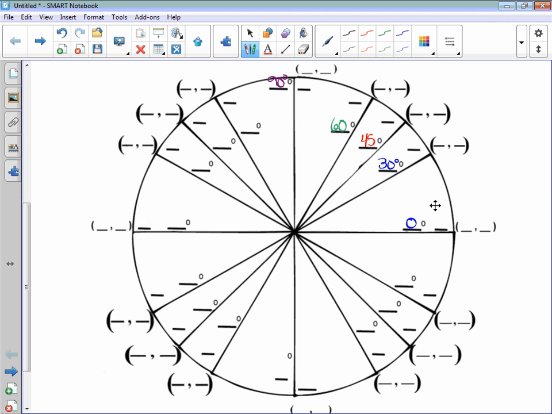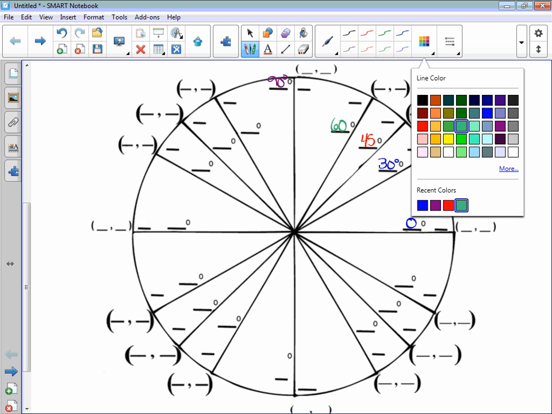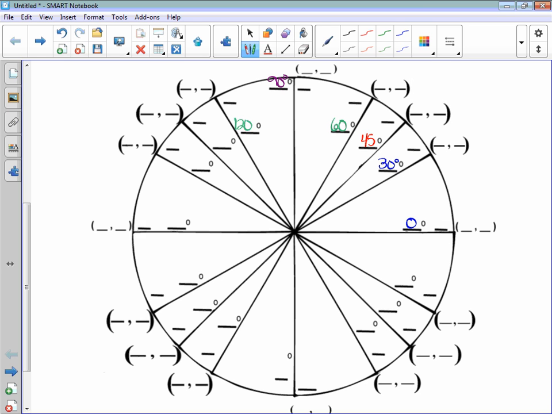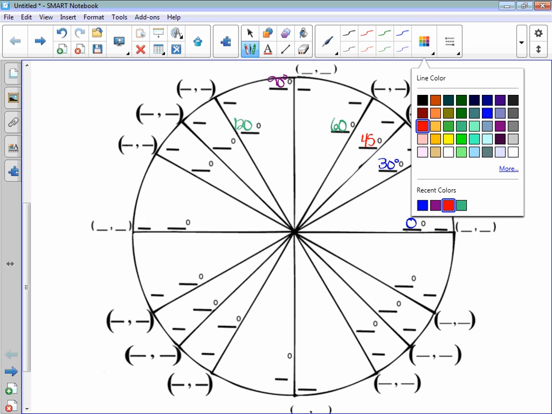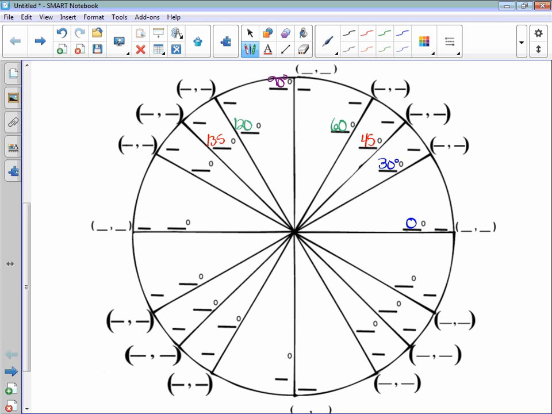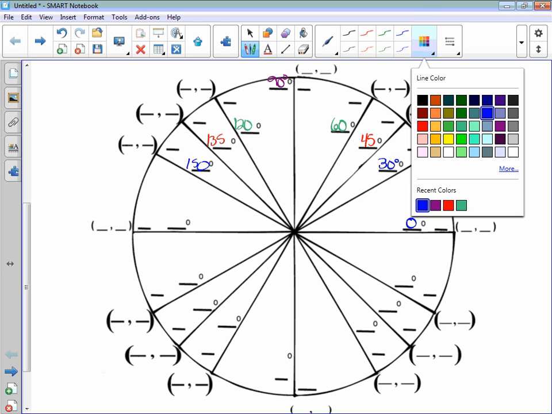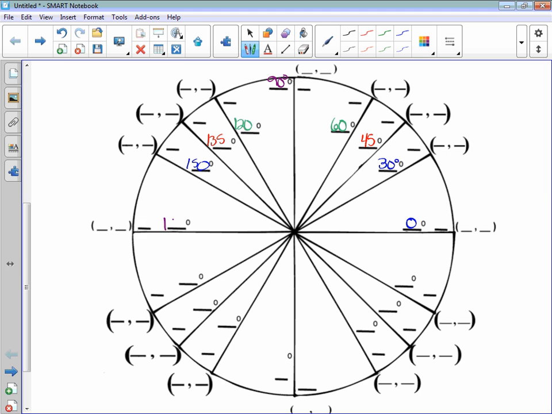Okay, so the pattern that is happening here, from the axis, you travel 30 degrees, then 15, then 15, and then 30. Okay, so after 90, what do you think is going to come next? 120, and so that's going to be green for me. What about after 120? 135. After that? 150. Good. It's the color I want. 150. And then when we get back to the x-axis, 180.